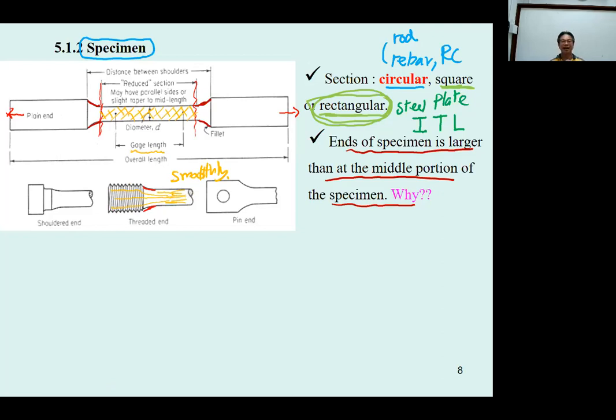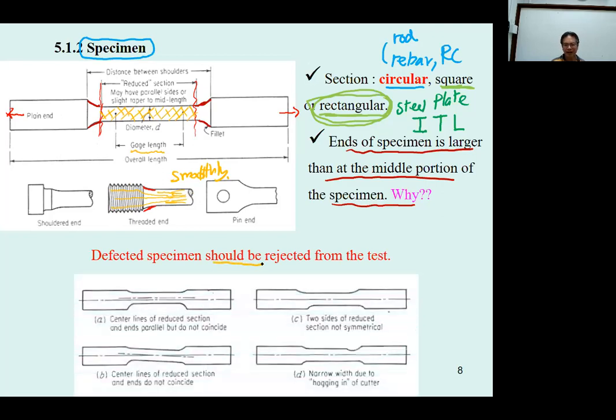Then there are four types of specimen that should be rejected from the test. The first one is where the center line of this reduced portion and the center line of the end of the specimen do not coincide. This will produce a bending moment when you test it, and then the testing result will have some error.